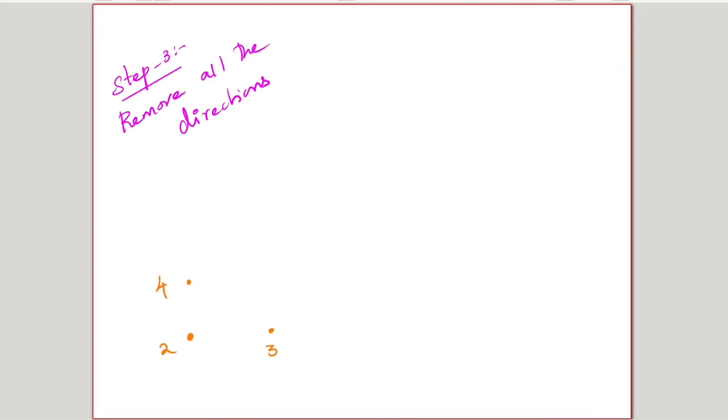In the next step, we have to remove all the directions, that is the upward notations. We are going to remove all the directions. So let us place all the entries. So this will be 2, 3, 4, 6, 12, 36, 48. So our reduced diagram will be this one.